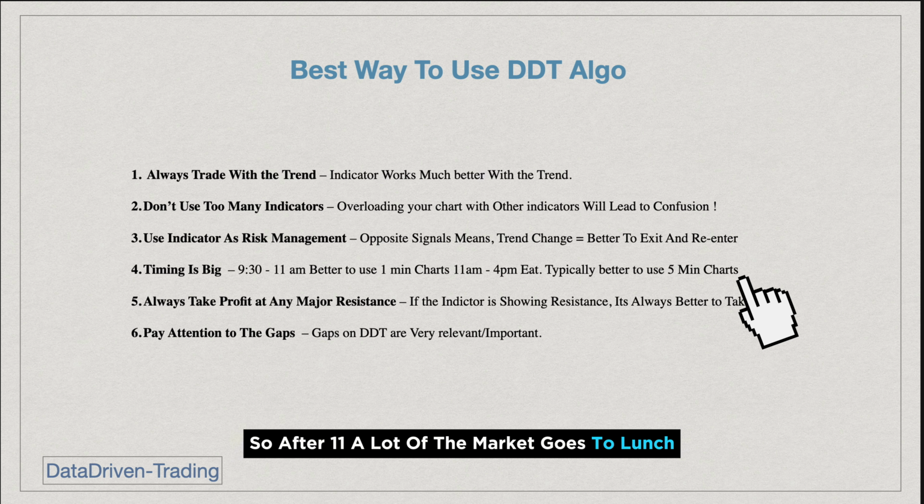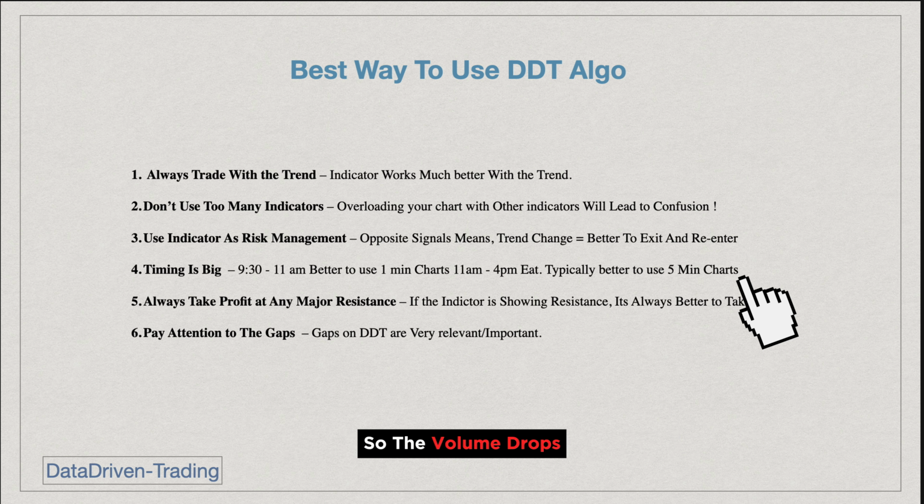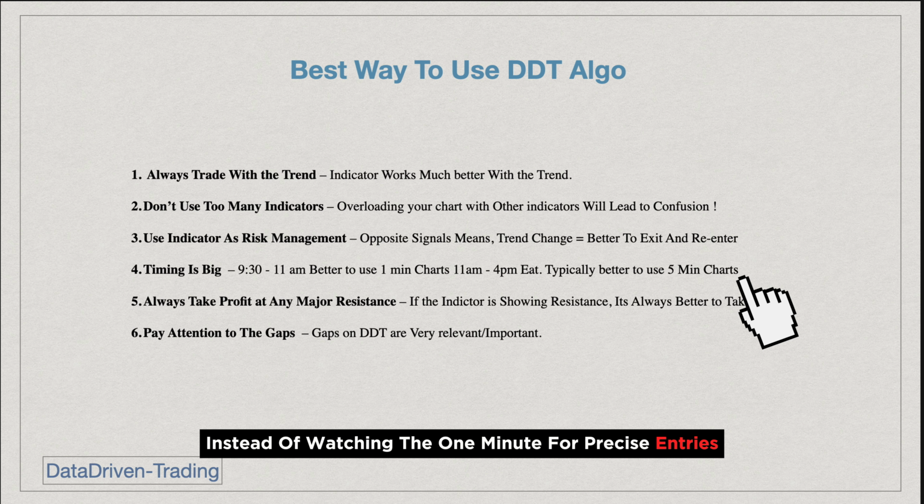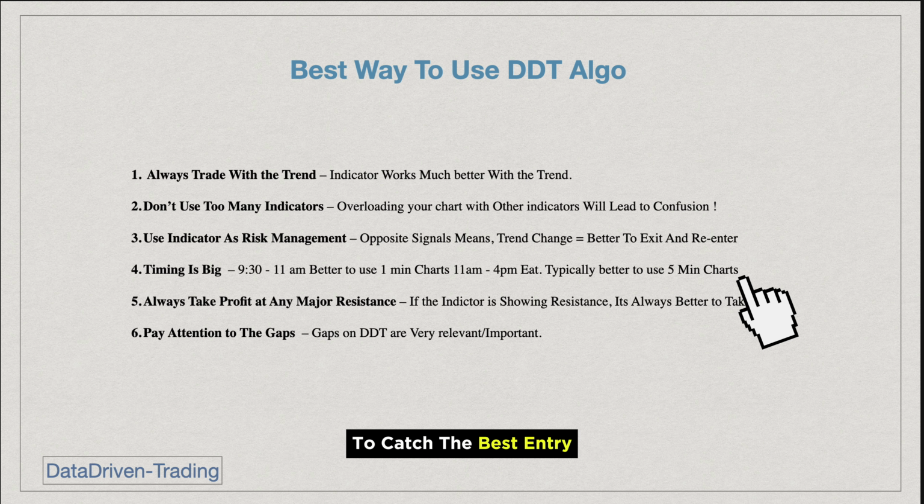After 11, a lot of the market goes to lunch, so the volume drops and the market becomes choppy and noisy. To avoid all of that noise and chop, instead of watching the 1-minute for precise entries, you want to start watching the 5-minute, and you still want to keep an eye on the 15-minute chart to get the best trend idea. Whichever way the market is trending, you want to look at the smaller time frame to catch the best entry.